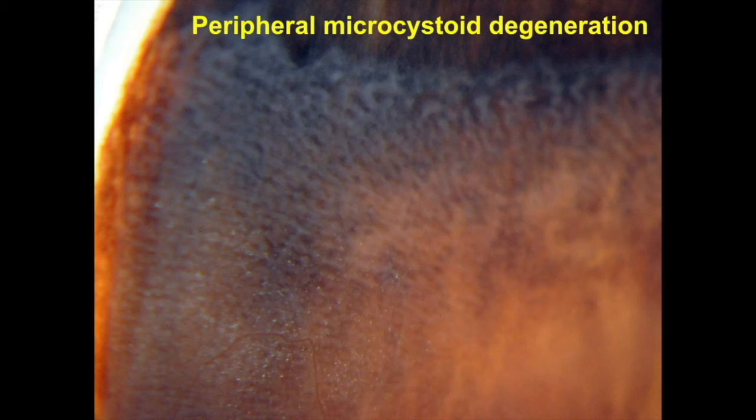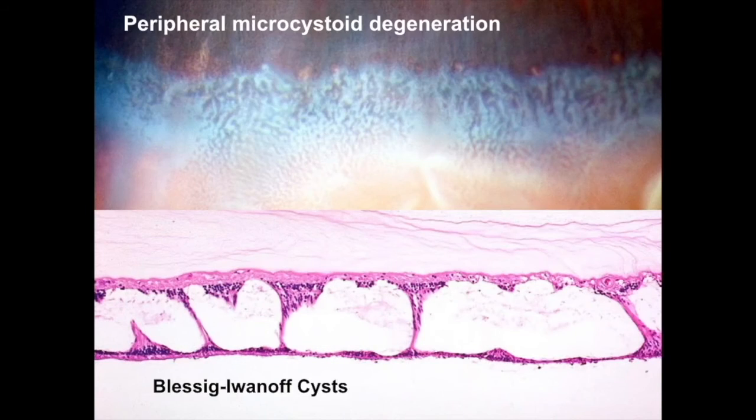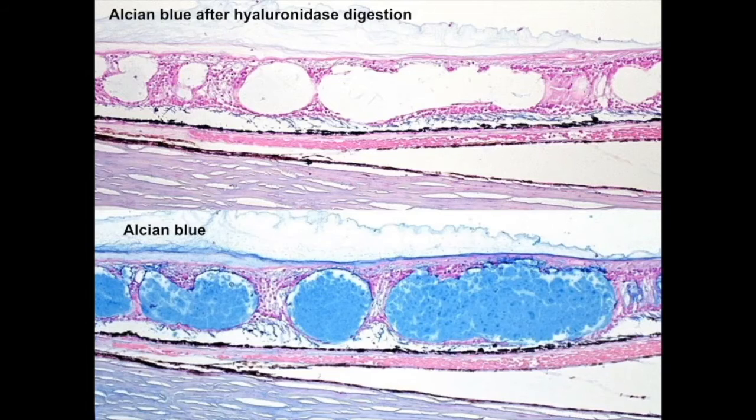Peripheral microcystoid degeneration occurs out in the periphery of the retina in the vicinity of the vitreous base. The degeneration is characterized by the presence of Blessig-Iwanoff cysts. The cysts are filled with hyaluronic acid, shown here with an Alcian blue stain, and the hyaluronic acid is digested by hyaluronidase treatment.